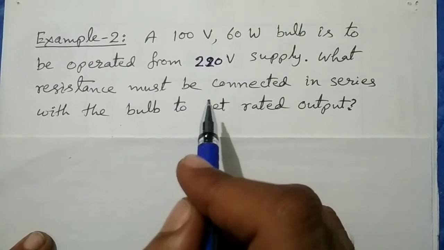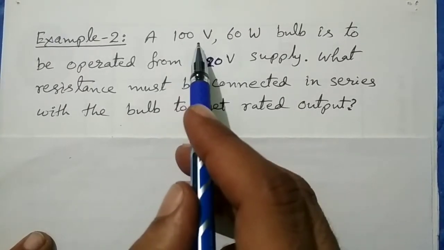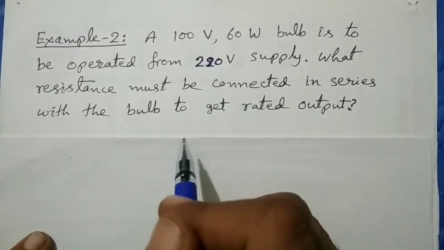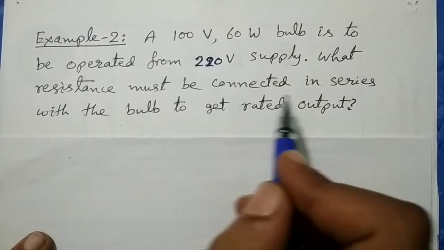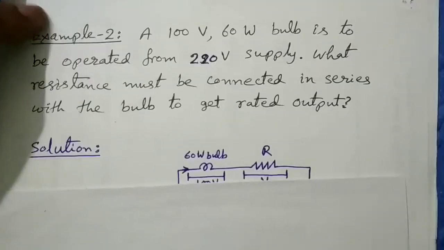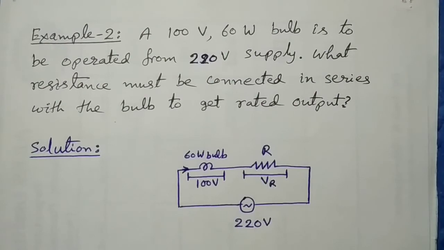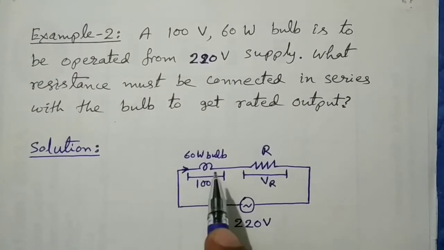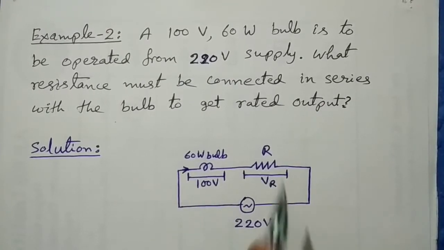Therefore, we have to add a resistance in series with the bulb so that the extra voltage will be dropped across the resistance and exactly 100 volt will be supplied to the bulb. So the question is, what will be the resistance that must be connected in series with the bulb? Now let's see the solution. It is the circuit according to the question. It is the bulb, 60 watt bulb. The voltage across the bulb should be 100 volt. The supply voltage is 220 volt.